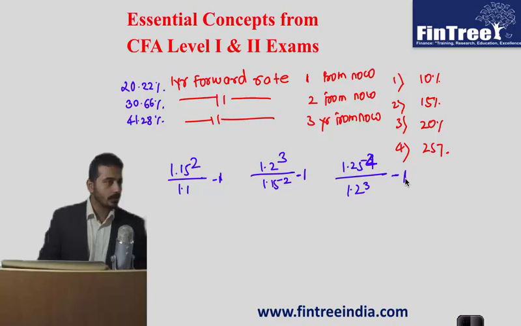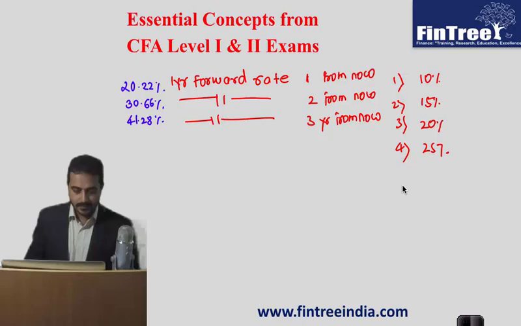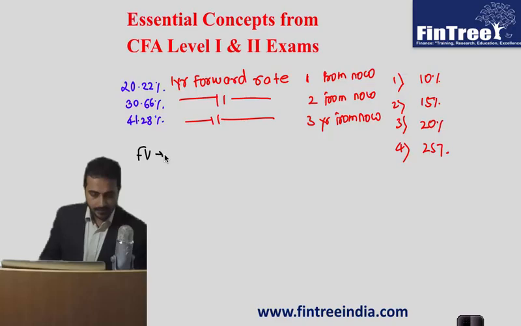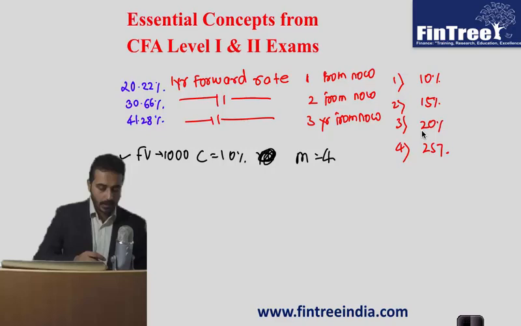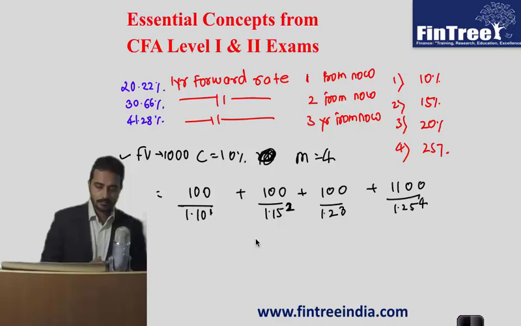Are we together on this? Now, how do you use these rates? So let us say we have a bond. Let's say face value 1000, coupon rate 10%, and maturity 4 years. Please try to value this bond using the spot rates, the way we already did. Just give it a shot.